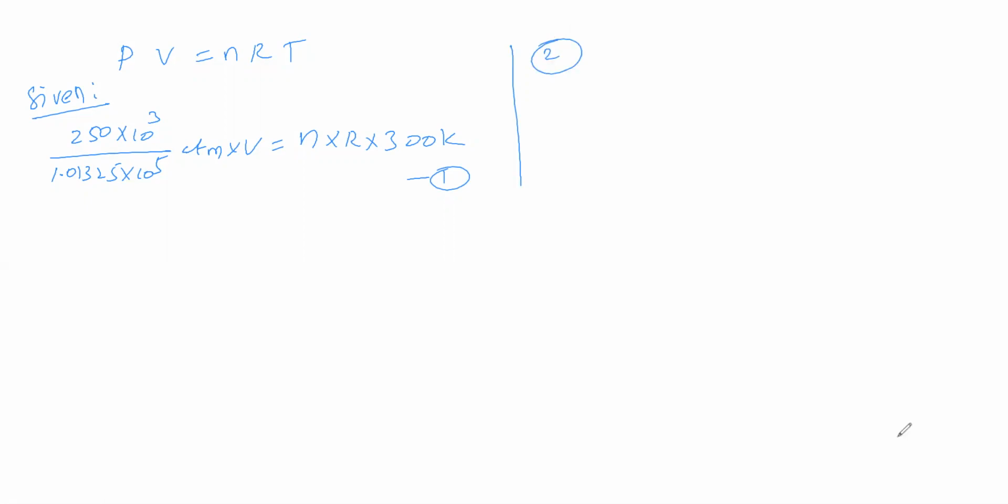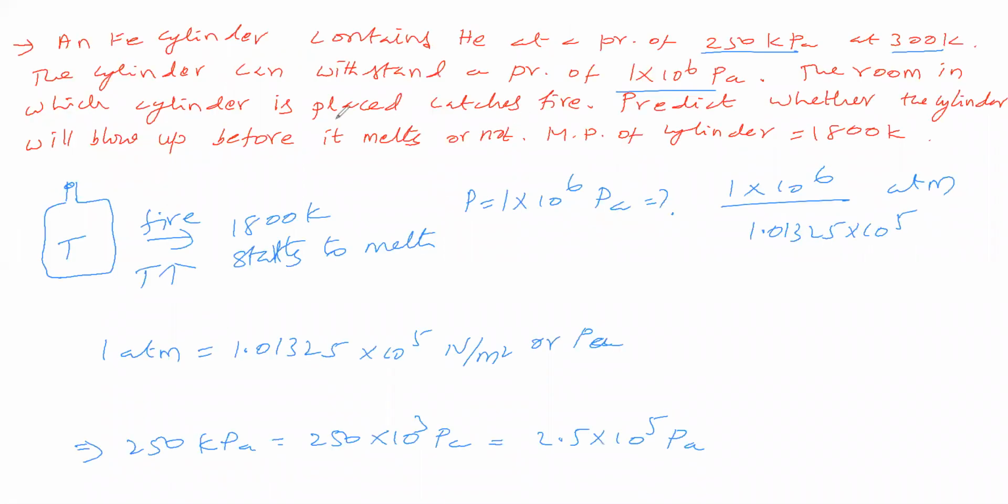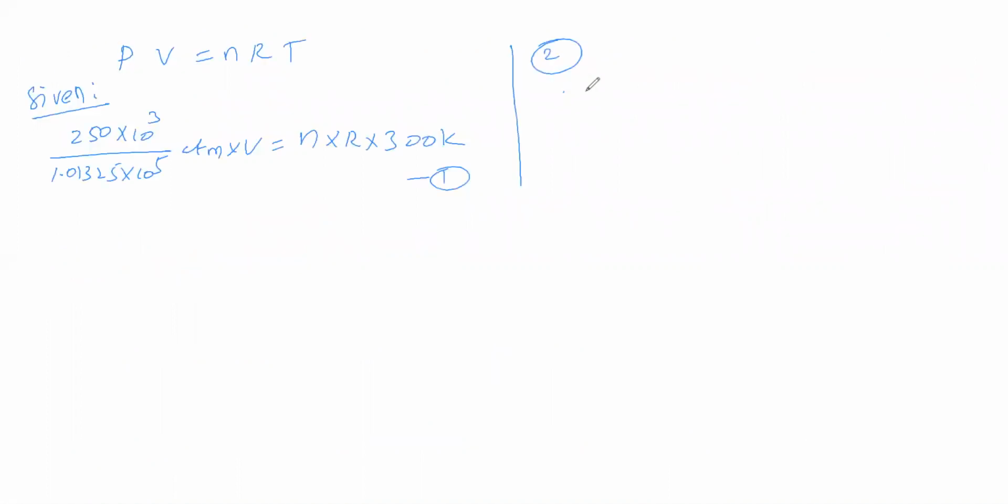At number 2, what happens is that fire is taking place, that means firing. Due to firing, the temperature is rising, so the pressure is also rising. The cylinder can withstand pressure only up to this much. That pressure we'll take as 1 into 10 to the power of 6, and convert it into atmosphere. With the volume of the cylinder and number of moles of gas, we will find the temperature here. So this is equation number 2.